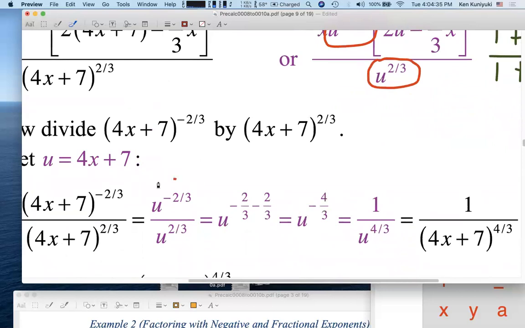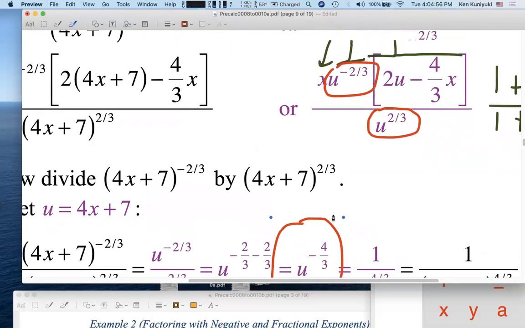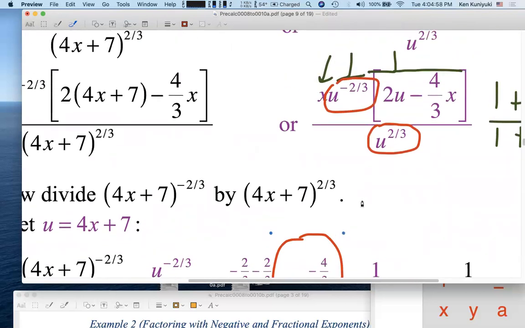We have u to the negative 2/3 divided by u to the positive 2/3. When you divide powers of u, you subtract the exponents. So we get u to the negative 2/3 minus 2/3. What is negative 2/3 minus 2/3? It's negative 4/3. So we have u to the negative 4/3. And if you wish, you could put that in the top and erase the bottom.